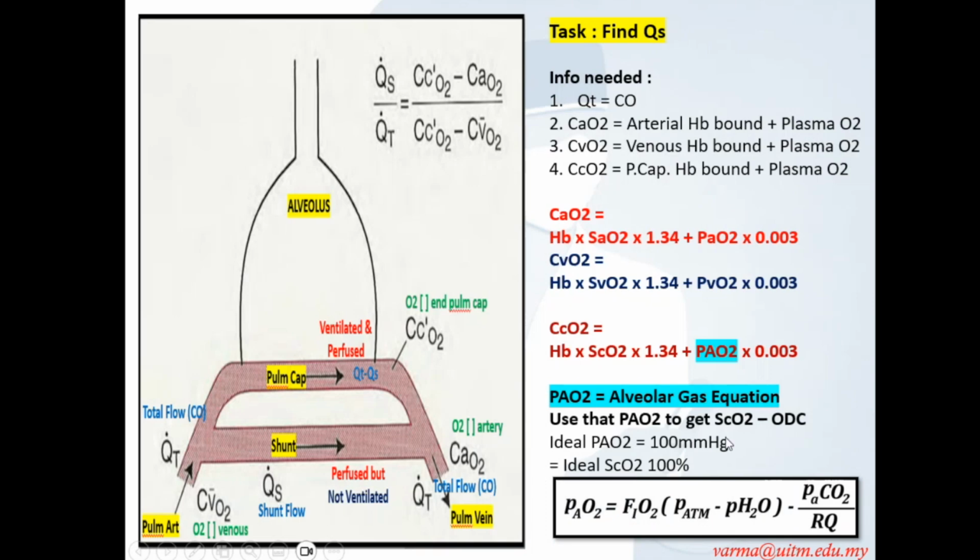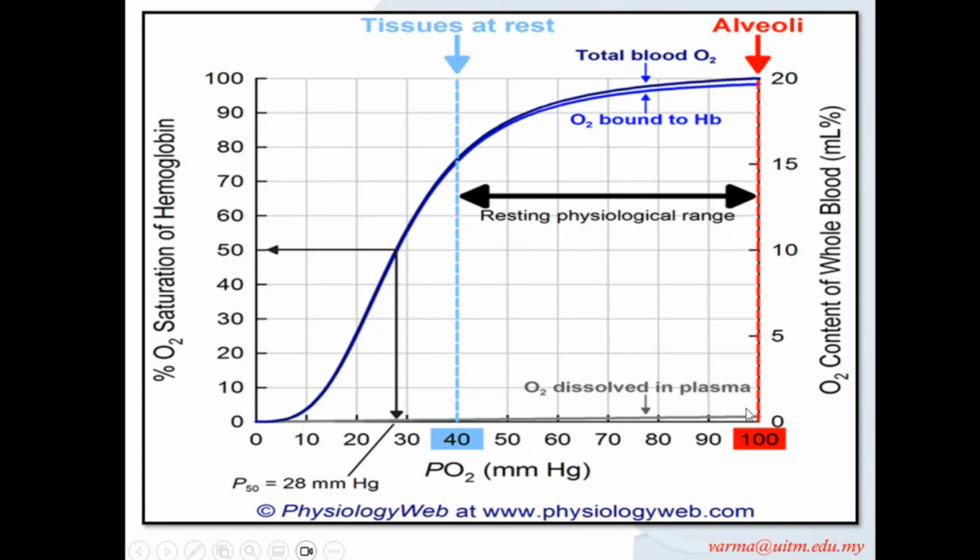Is your alveolar gas equation. So this is the information that is needed. How do we put it in and get back? So again, looking at it, if you get a PAO2, let's say your alveolar gas equation you did and you get 100, then you get the ScO2, saturation of capillary oxygen, 100.